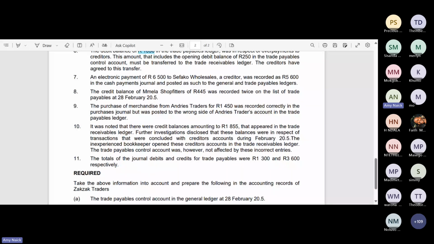So effectively, when you look at Sefako Wholesalers, you'll have the actual creditor for 6,500. You'll have the initial 5,600 that was incorrectly processed and an additional 900 that's reducing his debt. So that's why the 900 is then debited.